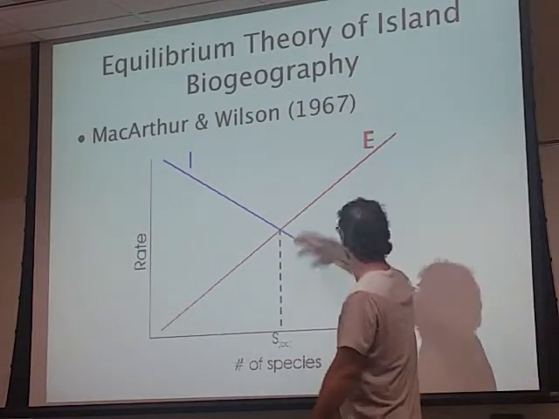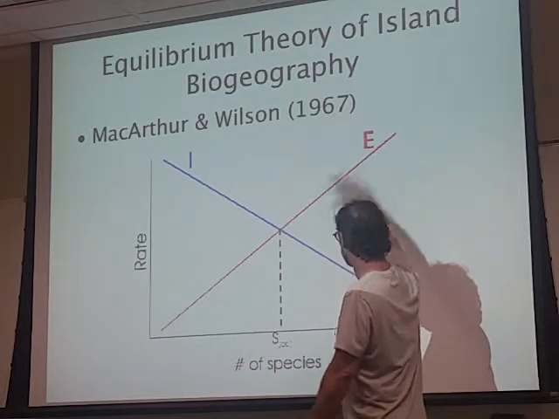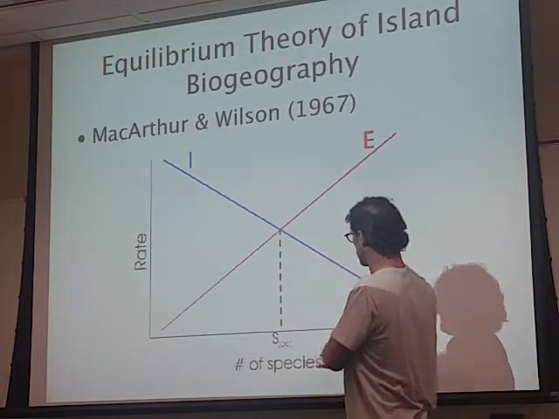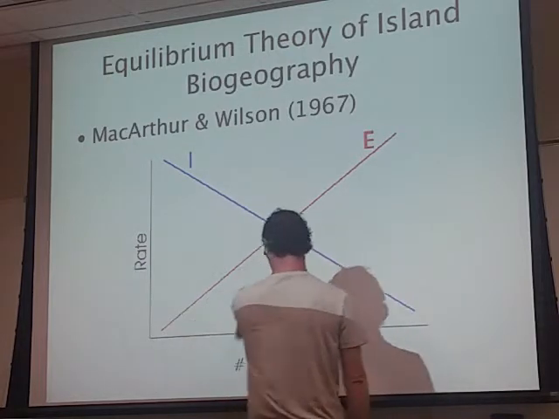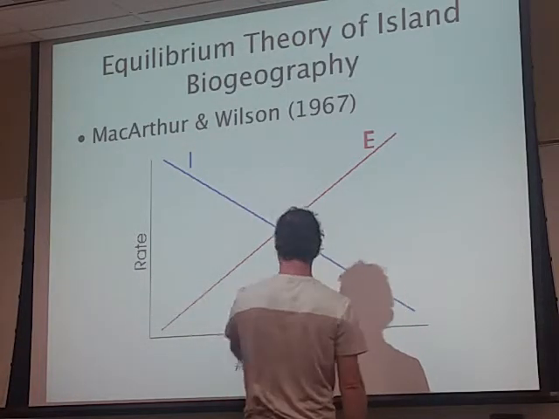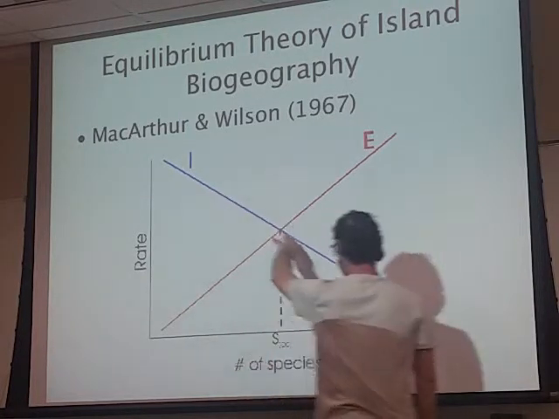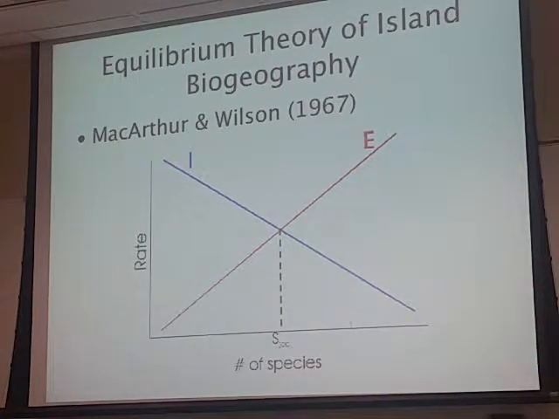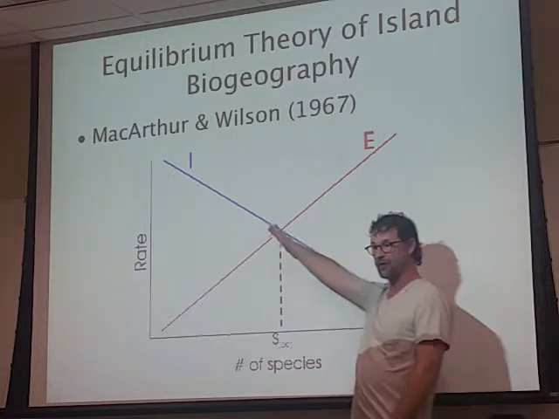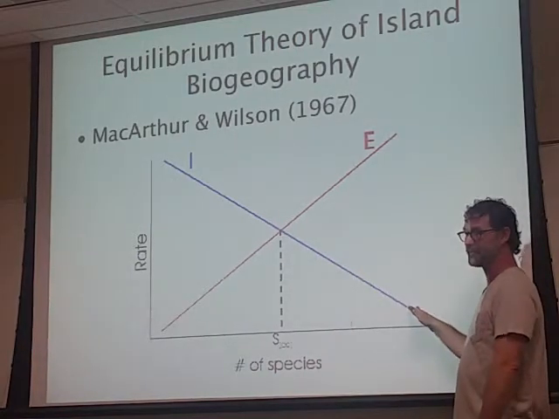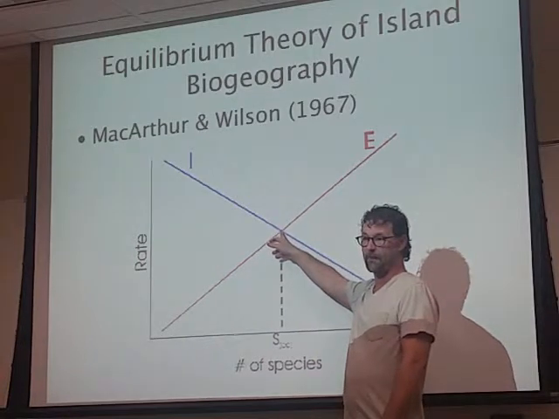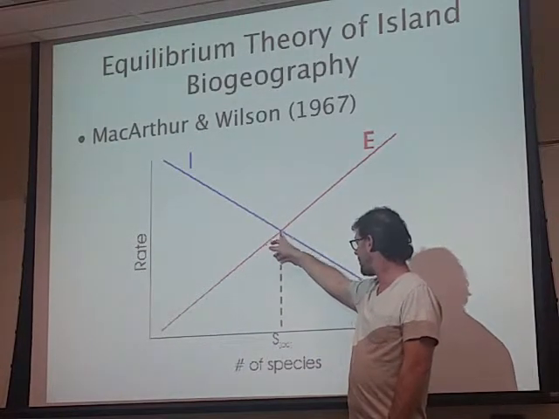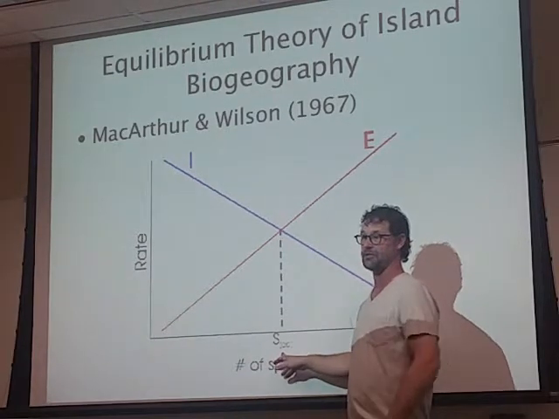So extinction will increase as species richness increases. Likewise, as the number of species goes up, the rate of immigration will go down. There are fewer available niches. As you accumulate species, you get fewer and fewer niches available on a particular island, so islands get more full. The rate of immigration is naturally going to slow down as species richness goes up. The point at which these two lines cross is what we call the equilibrium number of species, or equilibrium species richness.